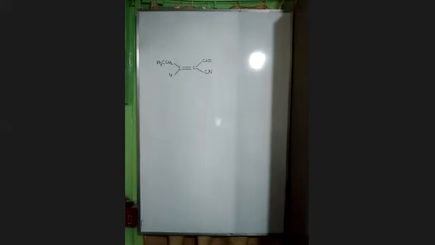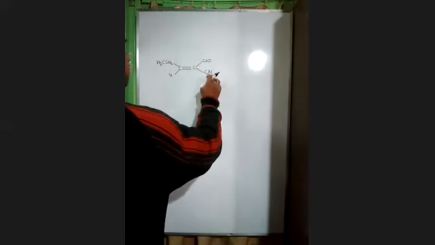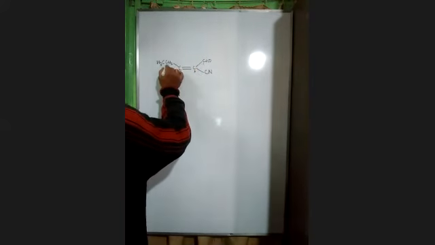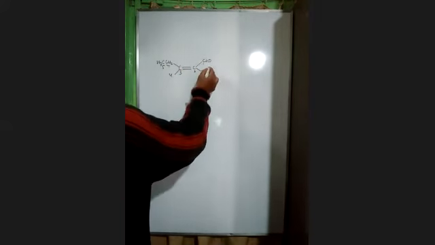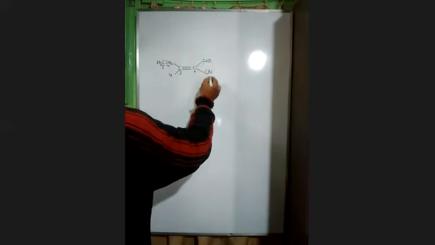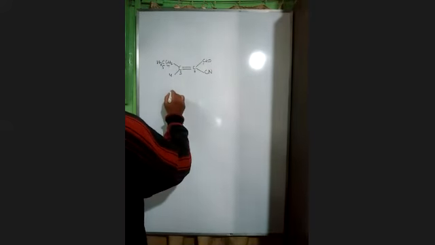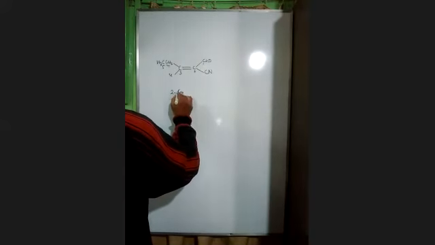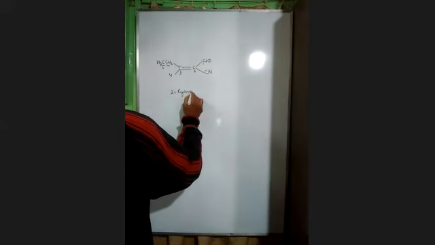See, priority wise, aldehyde comes before cyanide. So it is 1, 2, 3, 4, 5. Now, cyanide will come as a substituent. So what will be the name now here? It will be 2-cyano.